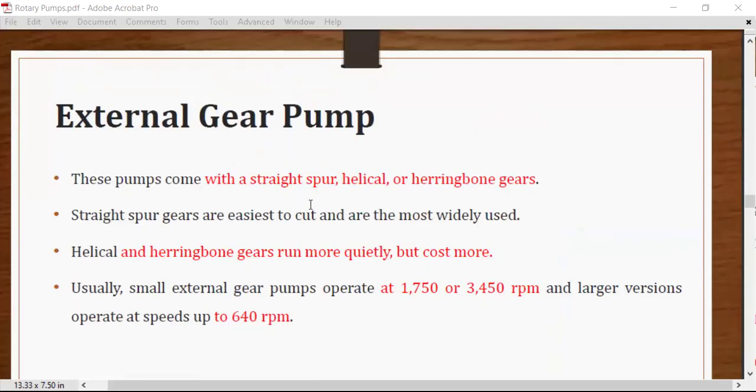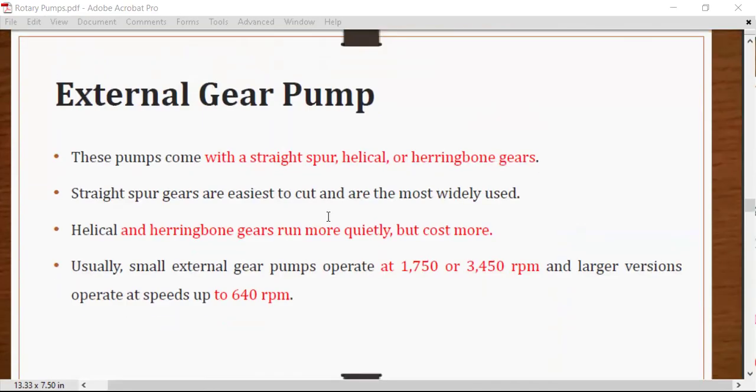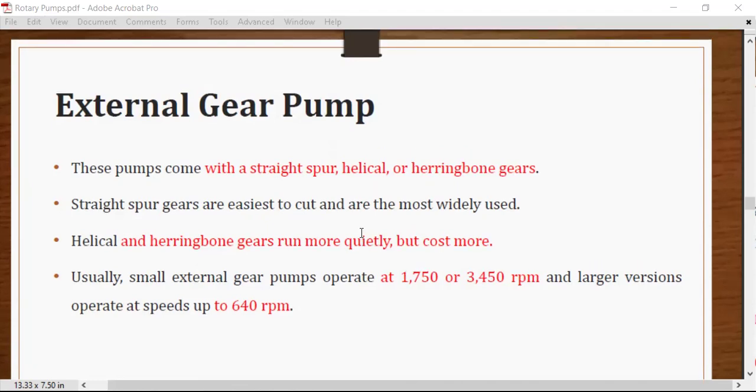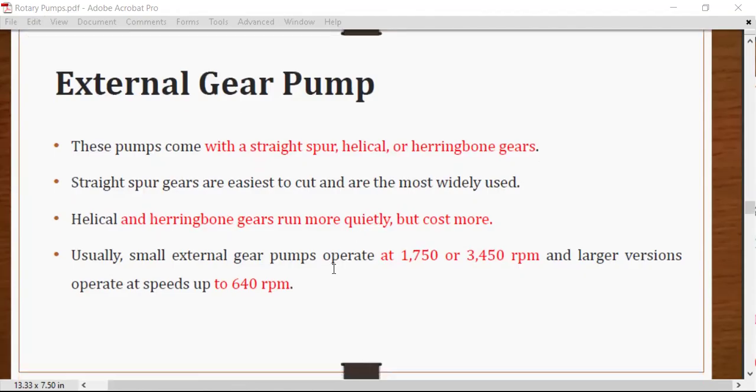These pumps come with straight spur, helical, or herringbone gears. Straight spur gears are easiest to cut and they are most widely used. Helical and herringbone gears run more quietly, but they cost more. Usually, small external gear pumps operate at 1750 to 3450 RPM, whereas larger gear pumps operate at 6400 RPM.